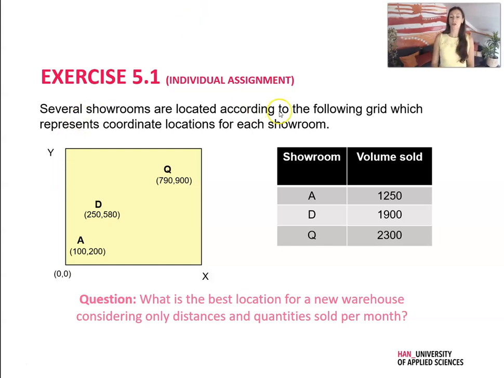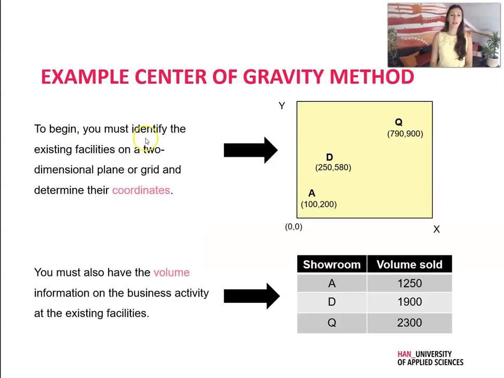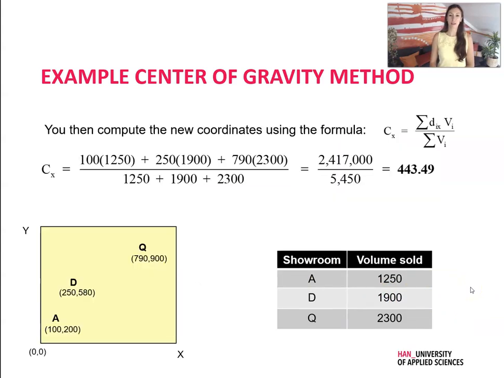Each of these locations also has a certain volume that they sell, and here they are listed. You see that Q seems to have the highest volume, even if it's located further out. So based on these locations and these volumes, we want to determine the ideal location where we want to place a distribution center to minimize transportation costs. So what are the steps to determine where we want to have this new warehouse or distribution center? Step 1, identify the y and x coordinates for each of the locations, which we just did. Let's get the volumes. Here we've done it, check. And the next one will be applying the formula.